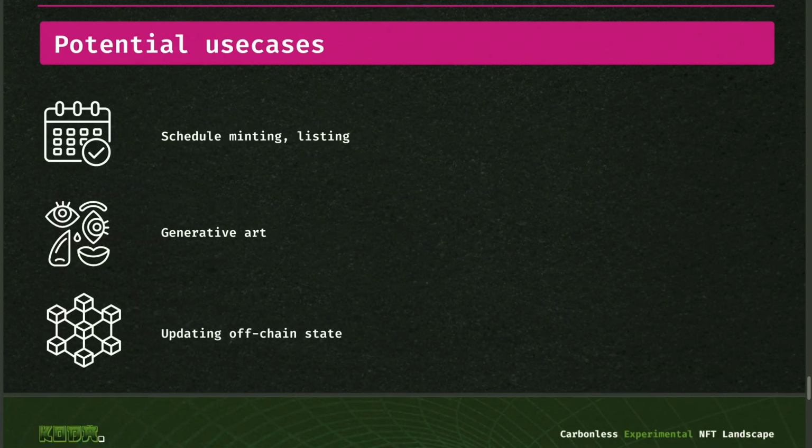And what are the potential use cases we see? First of all is scheduled minting and listing. So instead of waking up at 1 a.m. to list your collection, or in the worst case using a third-party bot to list instead of you, you can use the native features of Substrate to work for you.